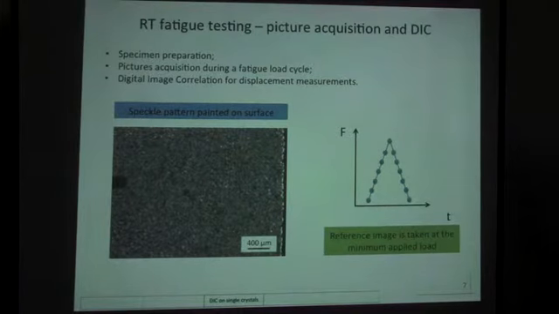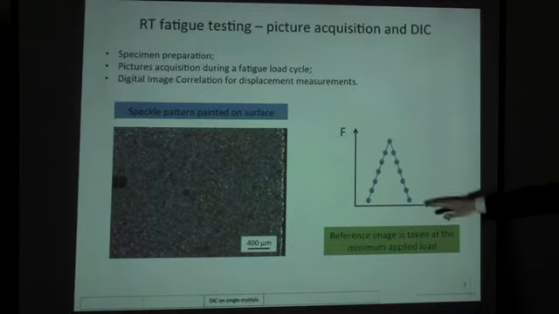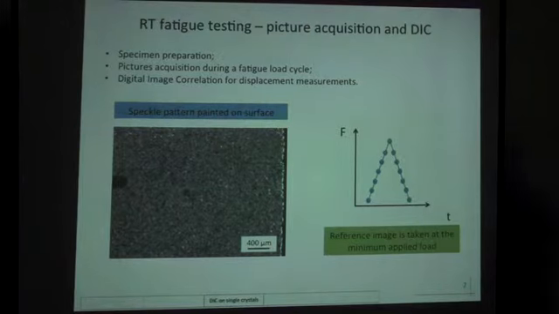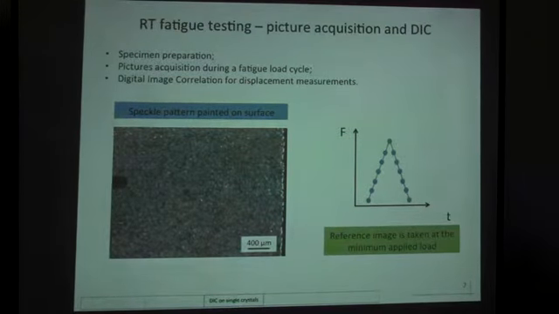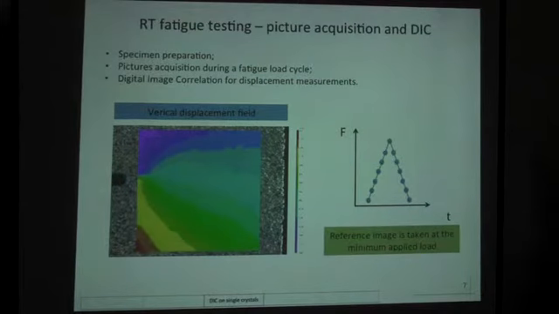The experiments were carried out by trying to measure the closure. Starting from the speckle patterns painted onto the surface, the reference image is taken at the minimum applied load, and during one load cycle several images are taken for measuring the full field displacement, so you can obtain this kind of results.